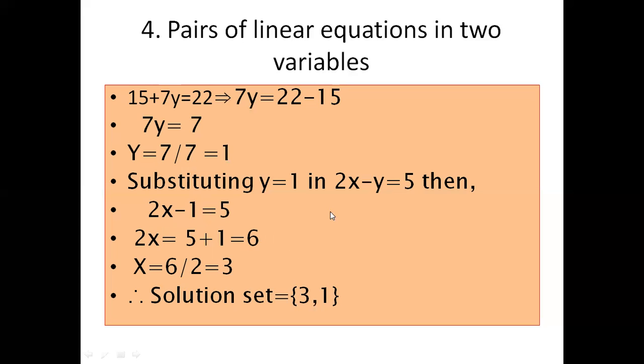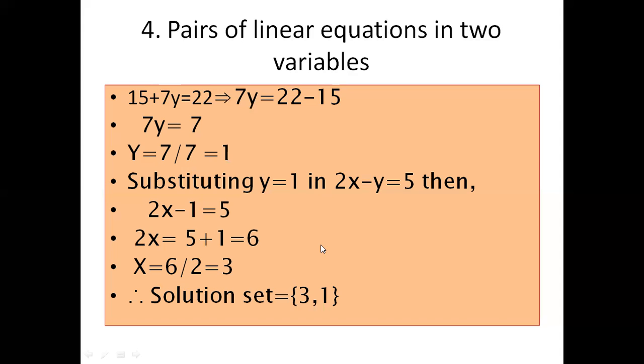So first what you have to do: take any one of the two equations and convert it completely in terms of x or y. Then substitute that x or y value in the second equation so that you get the complete value, that means the numerical value of x or y. Then after getting the numerical value of x or y, you have to substitute it in any of the equations to get the other variable's constant value.